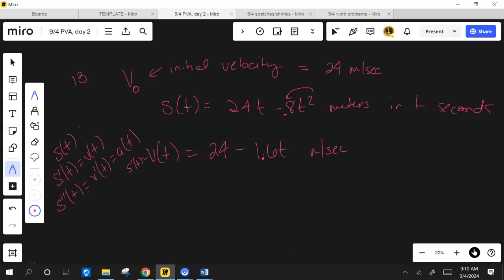Now, how do I find acceleration? I do the derivative of velocity, which is the same thing as the second derivative of position, and I get negative 1.6 what? Meters per second squared. That's acceleration. Okay. All right. That was part A.